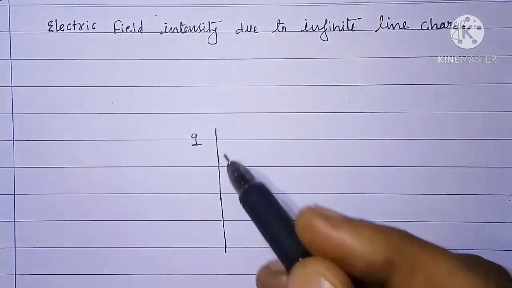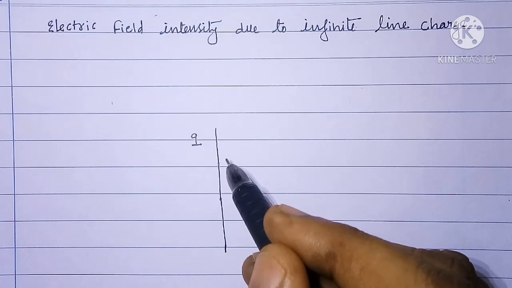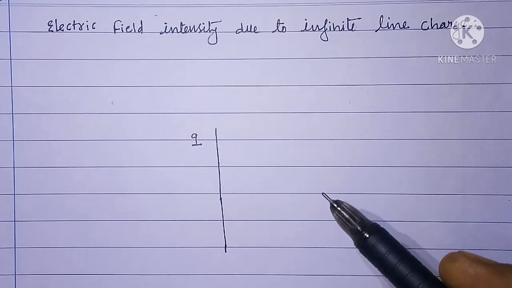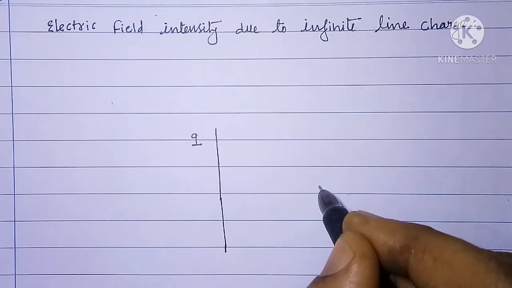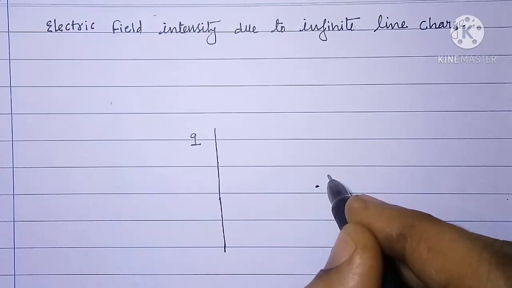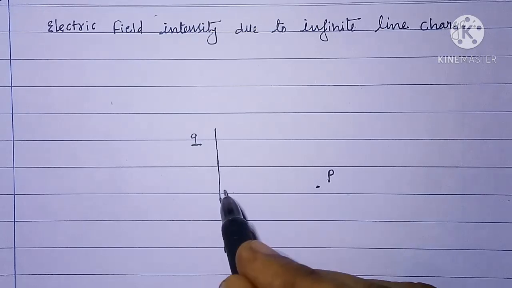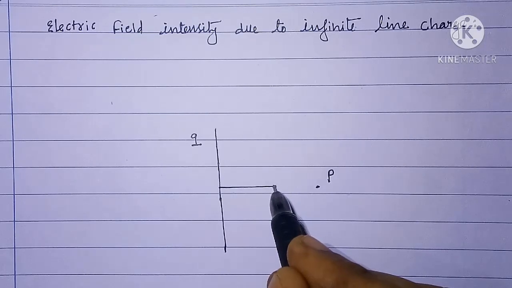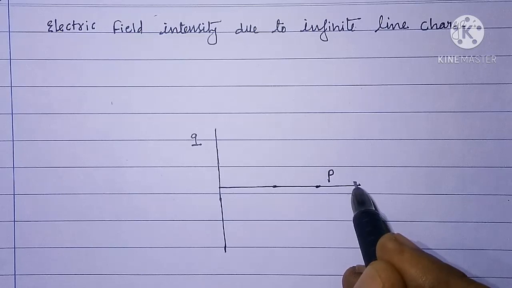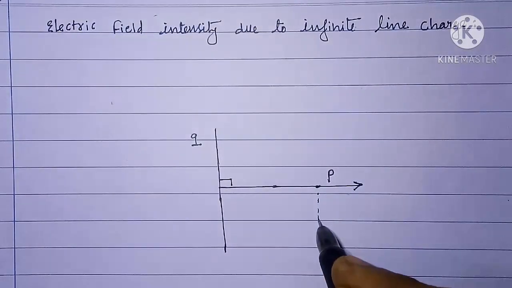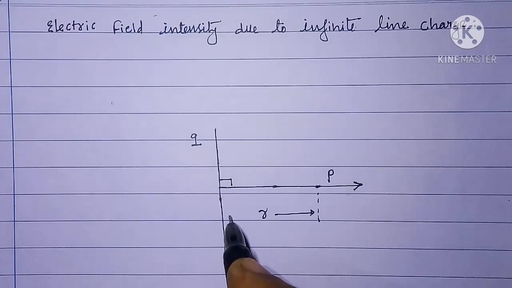Due to this charge, there will be the electric flux around this conductor in all the directions. Due to that flux, we can calculate electric field intensity E at point P, which is R meter from the conductor. Let us say we consider point P here. Now intensity at this point will be due to the flux in the direction normal to the line conductor. The distance between point P and the conductor is R meters here.